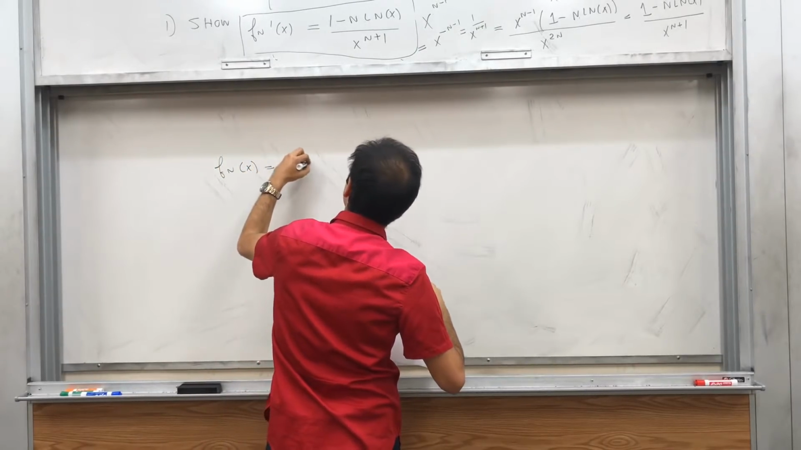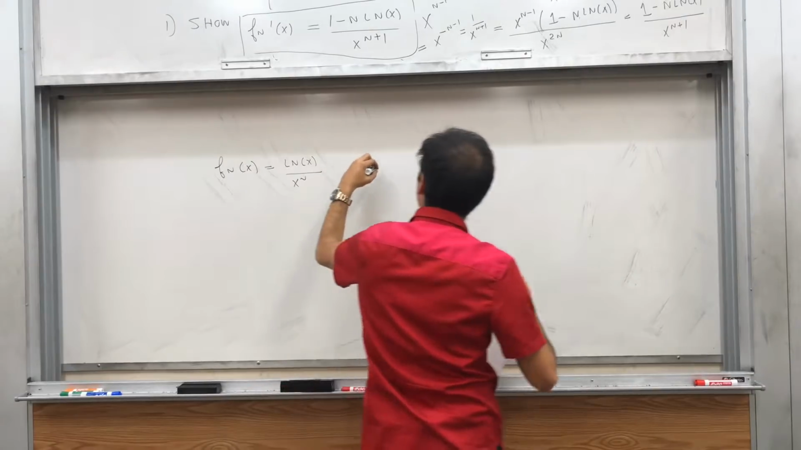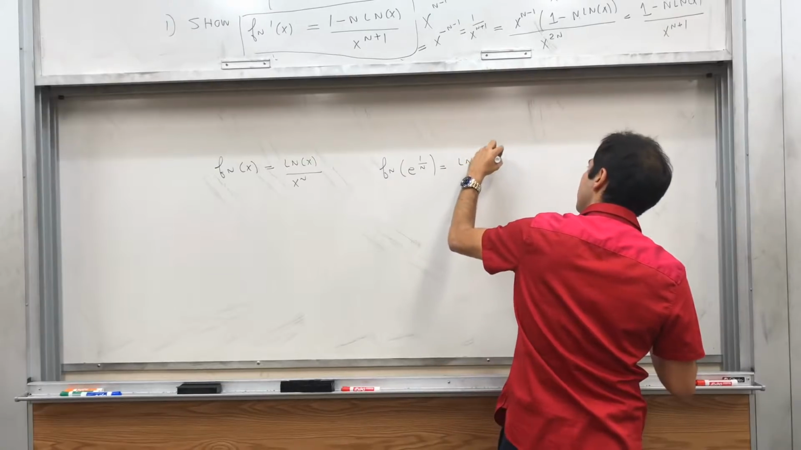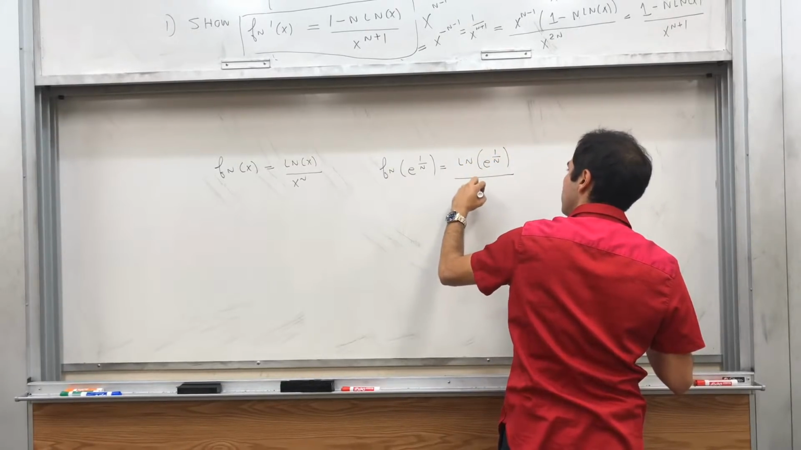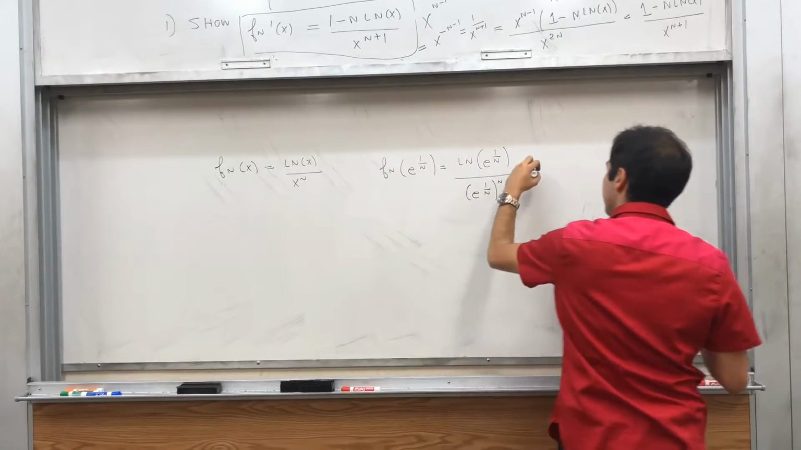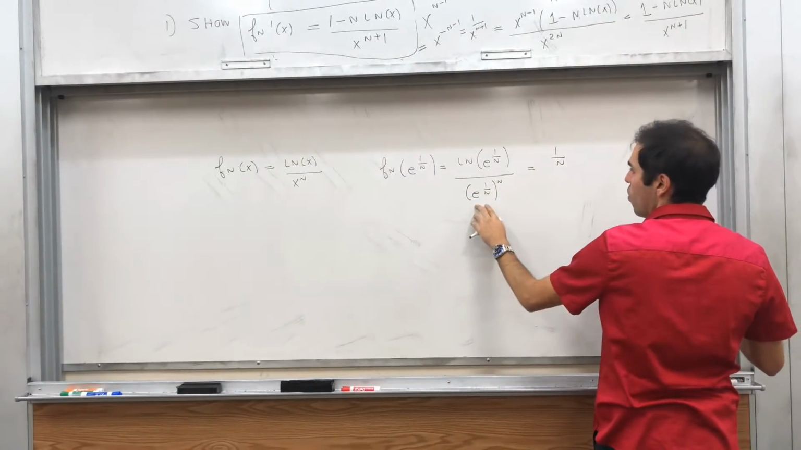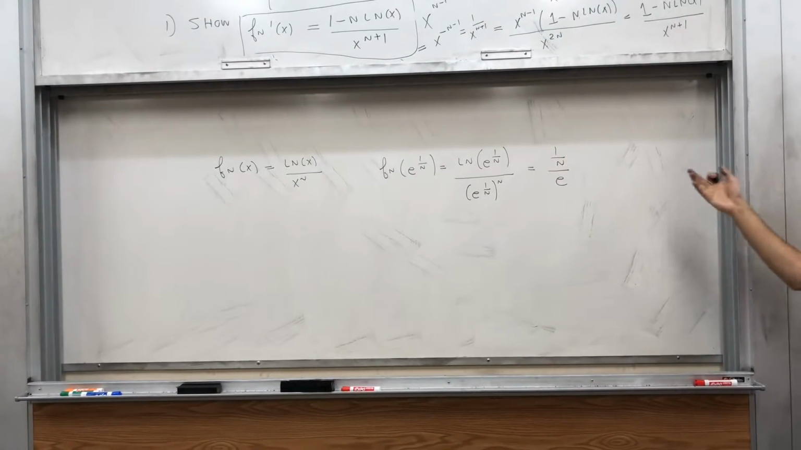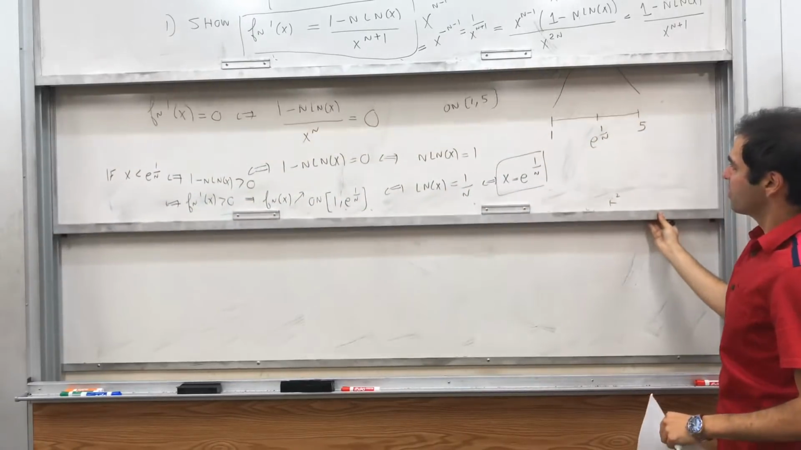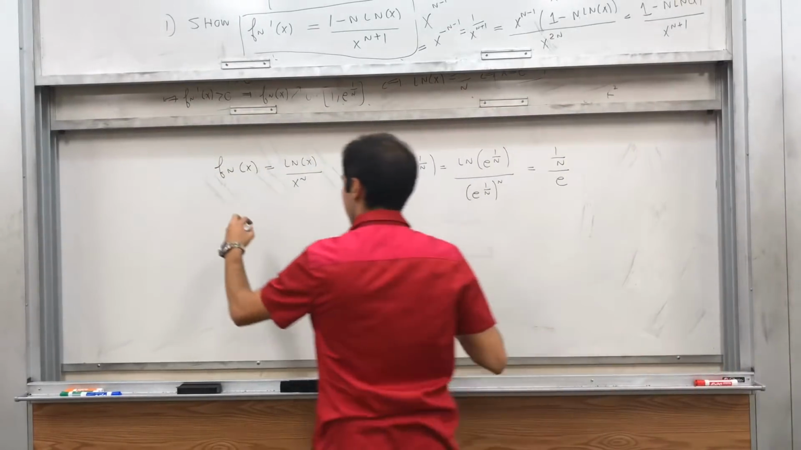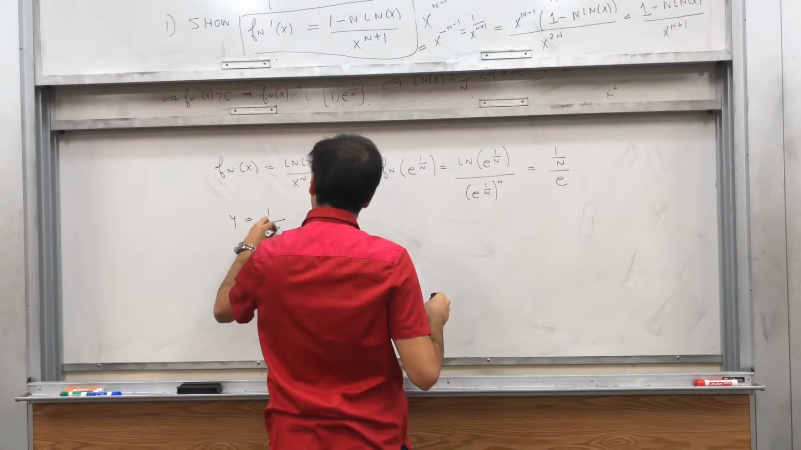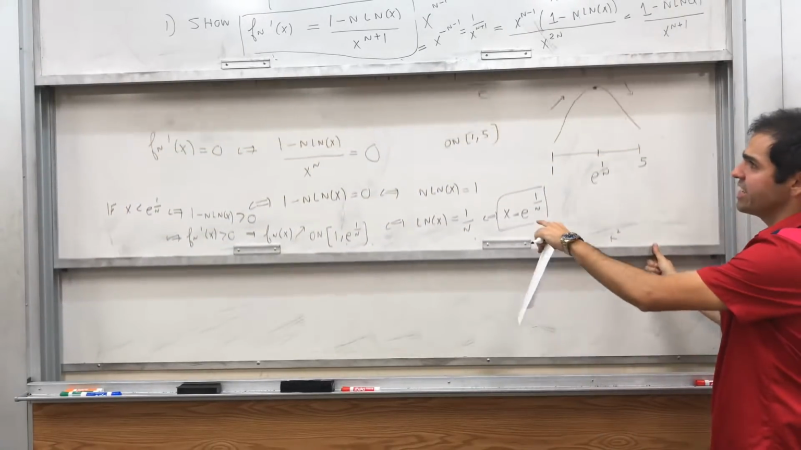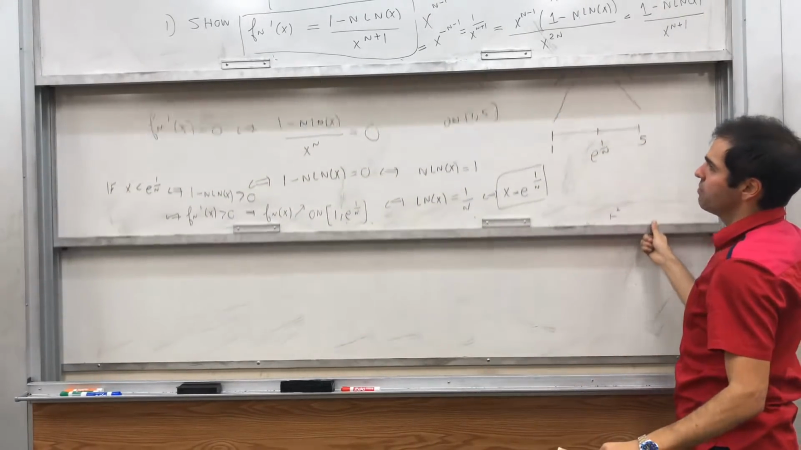It's ln of x over x to the n. So f_n of e to the 1 over n, that's ln of e to the 1 over n over e to the 1 over n to the n. And that's 1 over n over e. So this is the y-coordinate, and I guess y is 1 over ne. And what do we want to show? We want to show that y is actually equal to ln of x over e.